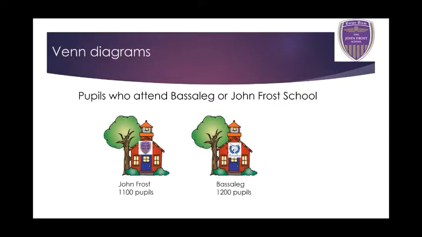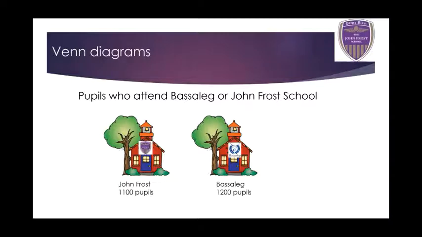So I'm going to kick off with a not very useful example, just to get you thinking about what the circles actually mean. Okay, so we've got two sets of data here. One of them are pupils who attend John Frost, the other one are pupils who attend Baselig School. And the data is simply the number of pupils who attend each school, okay? Now, if you attend John Frost, you do not attend Baselig, and vice versa. You can only go to one school.